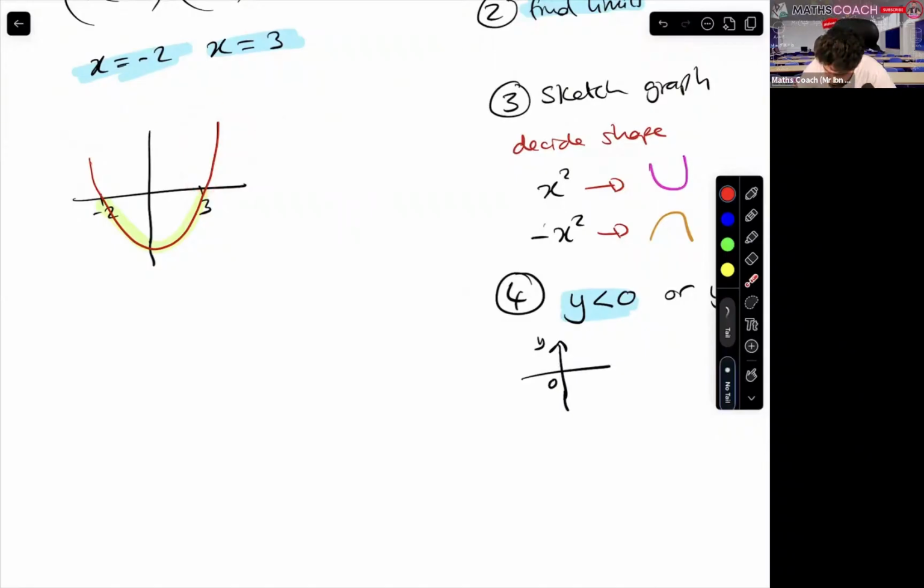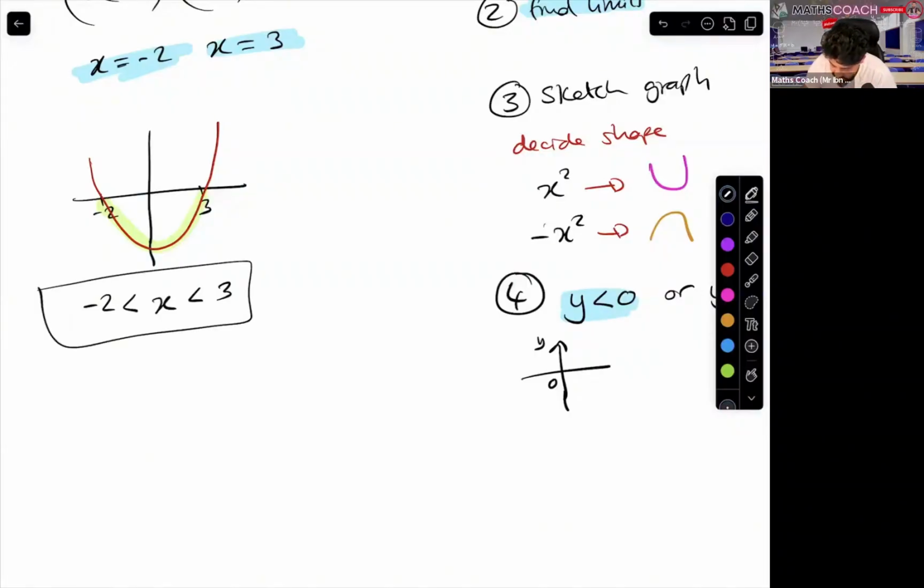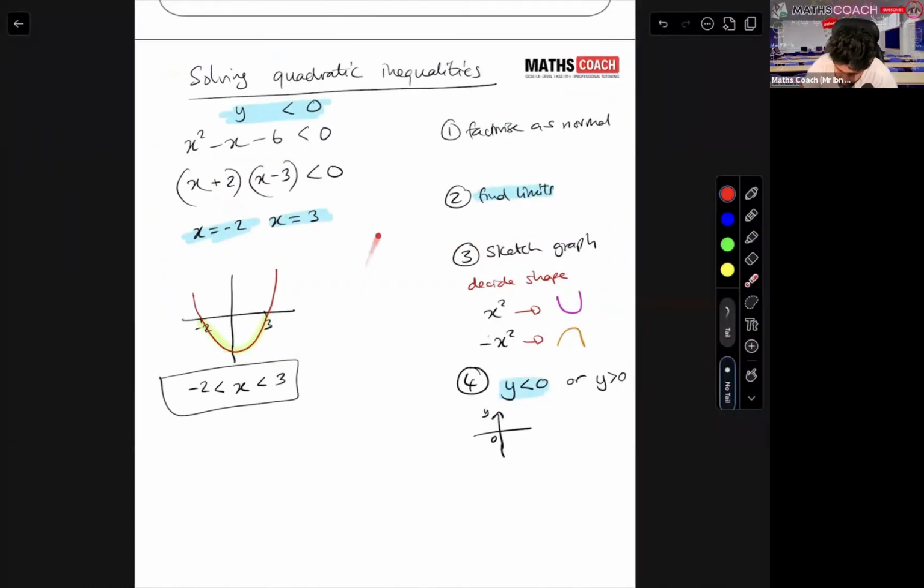Because it's continuous between 3 and -2, we just say our answer x is less than 3 and greater than -2. And that is the answer, the solutions to this inequality. For this inequality to exist, the values of x must be greater than -2 and less than 3.